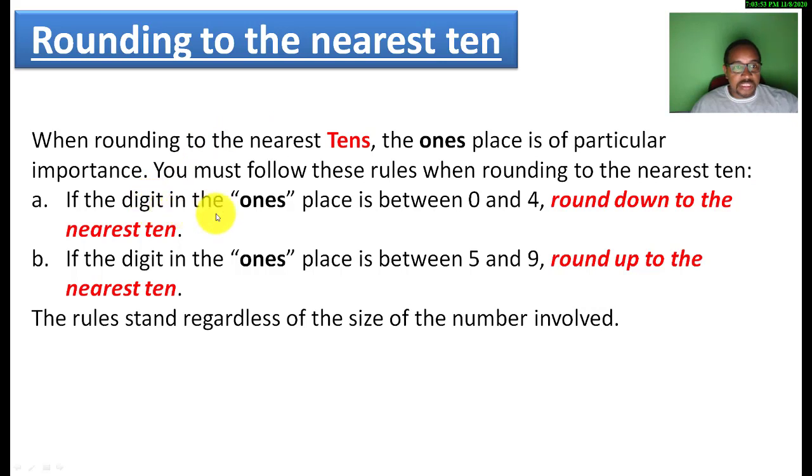It says if the digit in the ones place is between a 0 and a 4, you're going to round down to the nearest 10. If the digit in the ones place is 5, 6, 7, 8, or 9, you're going to round up to the nearest 10. Now this rule, A and B, stands regardless of the size of the number. It all depends on what place you're rounding off to. So I'm going to show some examples so you understand a bit more. Okay? Let's go.